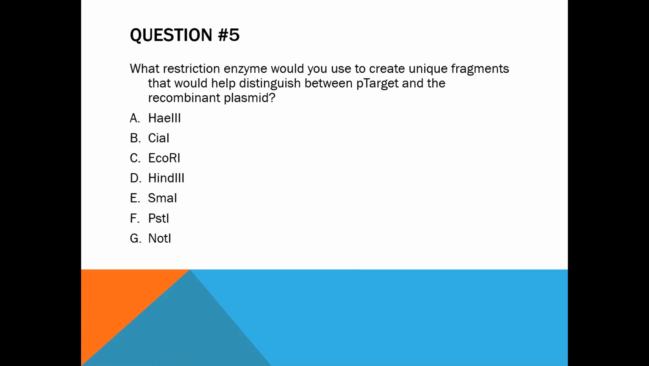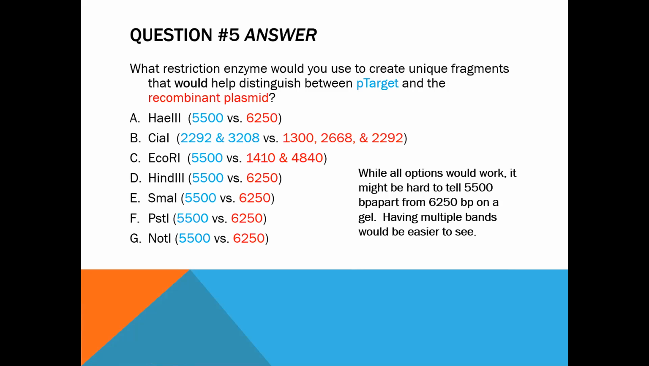So to guide you a bit, what restriction enzyme would you use to create unique fragments that would help distinguish between p-target and the recombinant plasmid? So if we look at these, let me go ahead and show the answers here. P-target being that the 40 base pair just went right back into it, and the recombinant saying that the 800 base pair went into it.